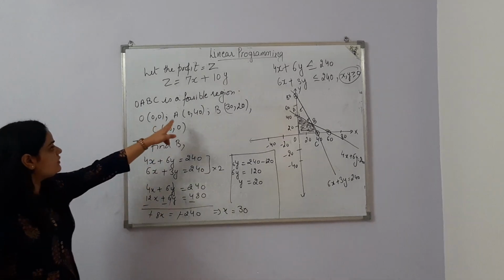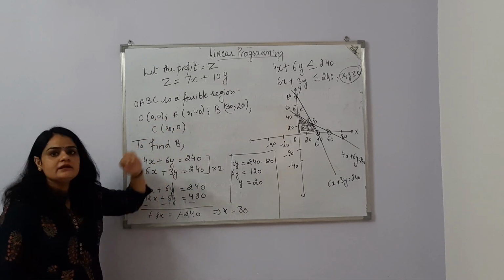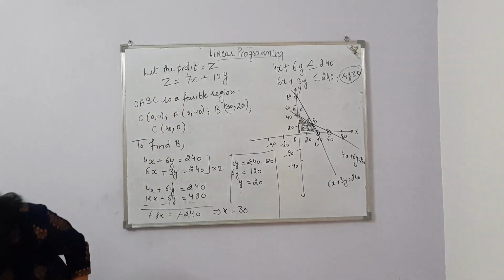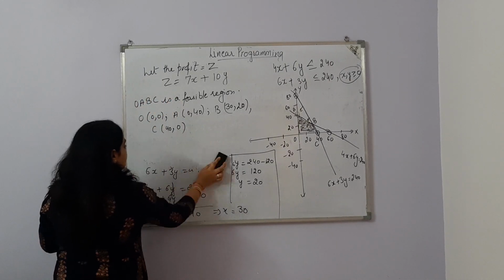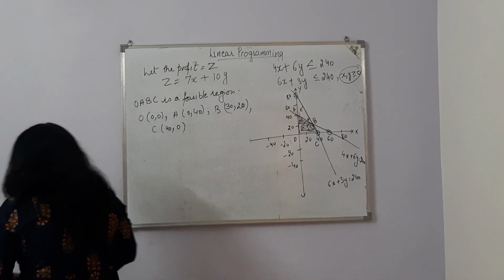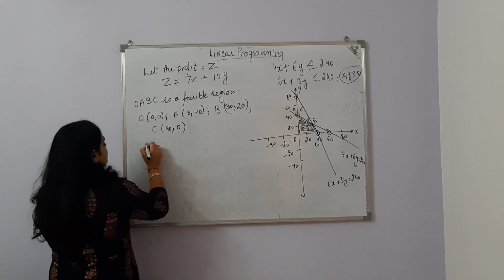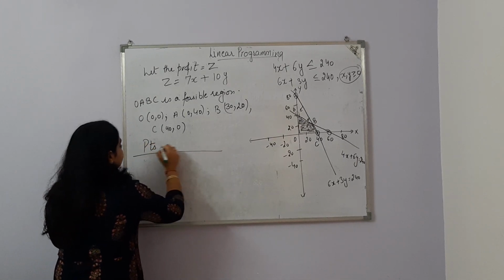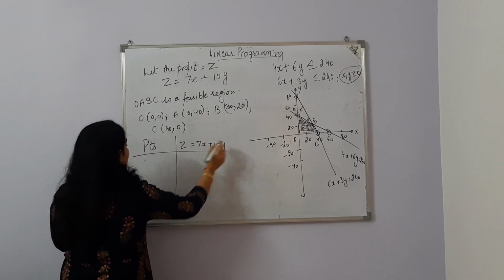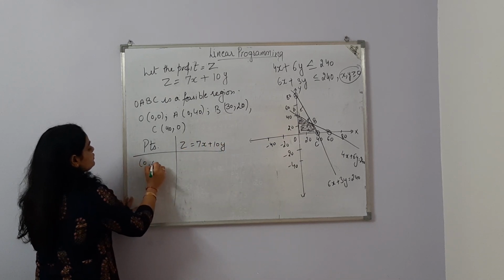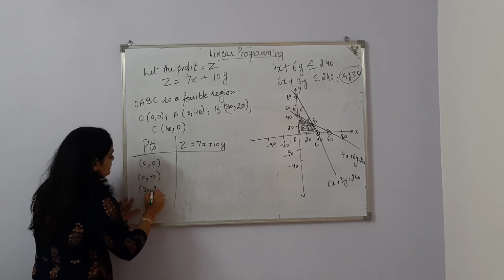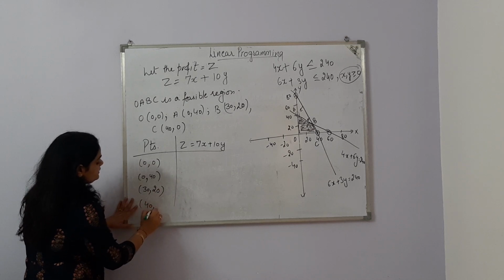Now we have all 4 points, O, A, B and C. Now we need to calculate the value of z at all these points. z is equals to 7x plus 10y. What is the very first point? 0, 0. Another is 0 comma 40. Another is 30 comma 20, and the last point is 40 comma 0.